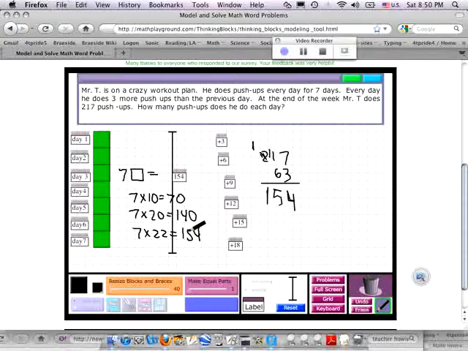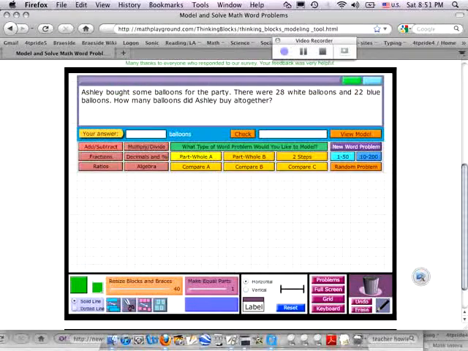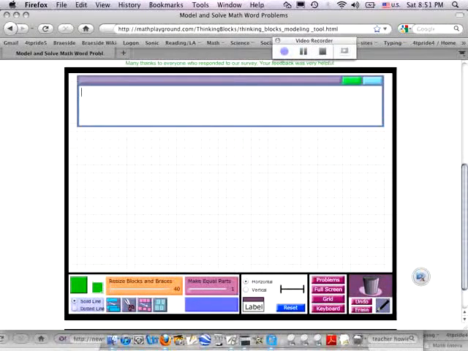So that means the first day then, on day 1, he does 22. And then it would be 25, 28, 31, 34, 37, and 40. And if this were a test, I would add all of that up and make sure that I did it correctly. I'm going to reset the board, and let's just do one more problem using these blocks, or you can use a table for this type of problem.